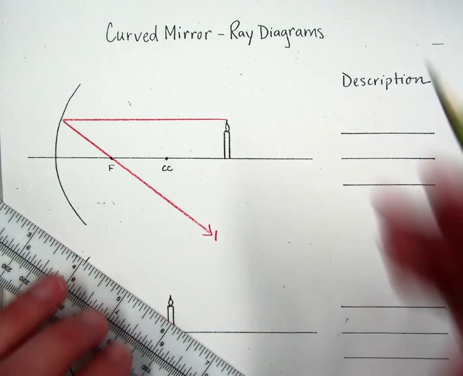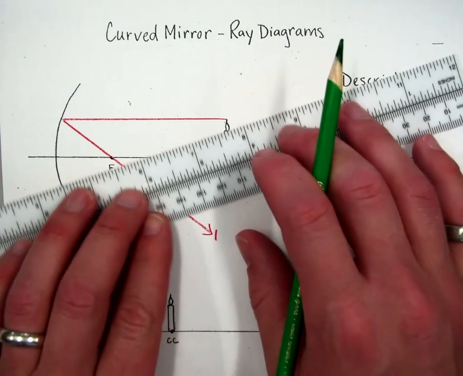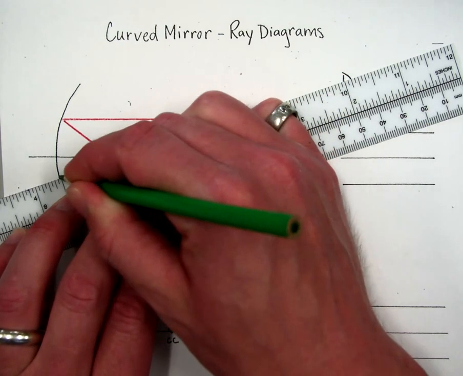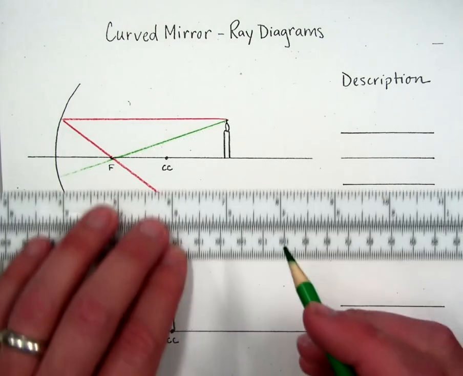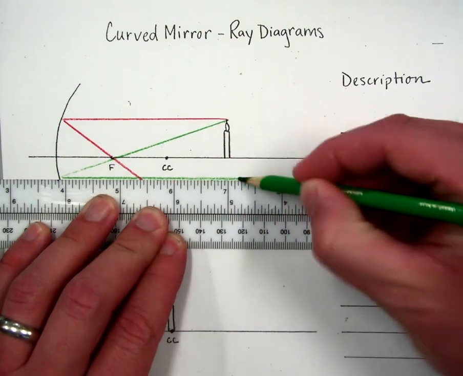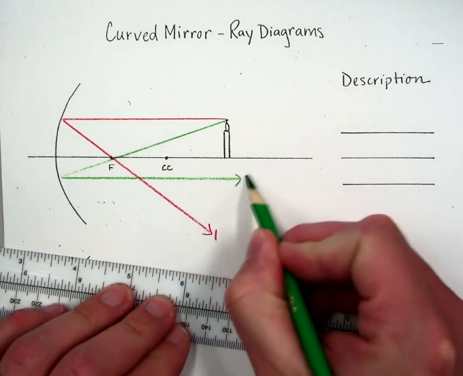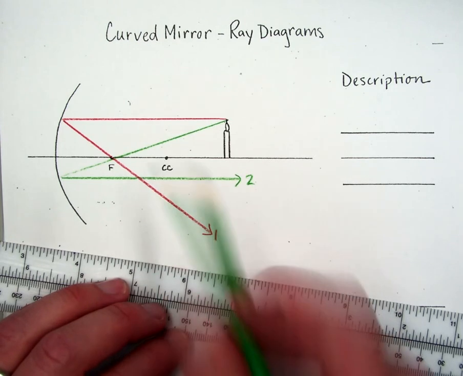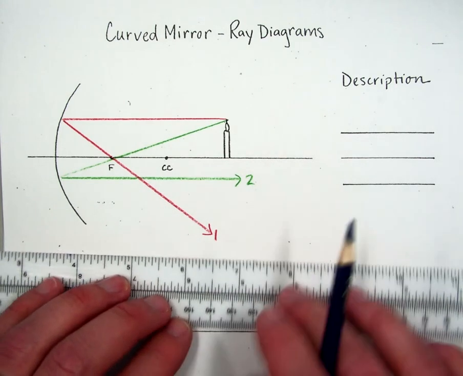Ray 2 is kind of the opposite. It comes in through the focal point from the top of our object, and then it will come out bouncing off the mirror, coming out parallel to the principal axis. Now already I have a hunch that this is where my image is going to form, but just to be sure I'll draw a third ray.